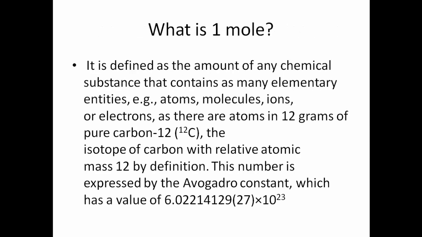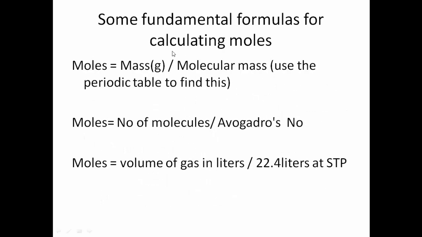What is 1 mole? Mole is defined as the amount of any chemical substance that contains as many elementary entities, like atoms, molecules, ions, electrons, as there are atoms in 12 gram of pure carbon-12, the isotope of carbon with relative atomic mass 12 by definition. This number is equal to Avogadro number, that is equal to 6.022 × 10^23.